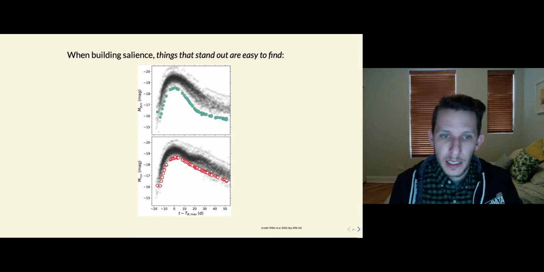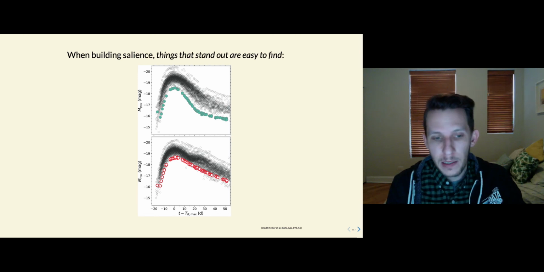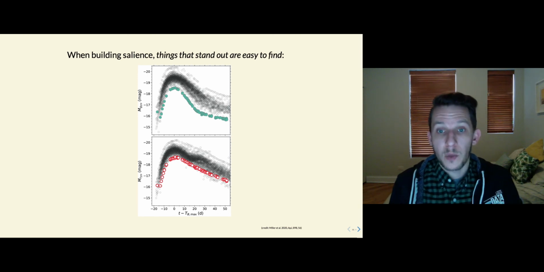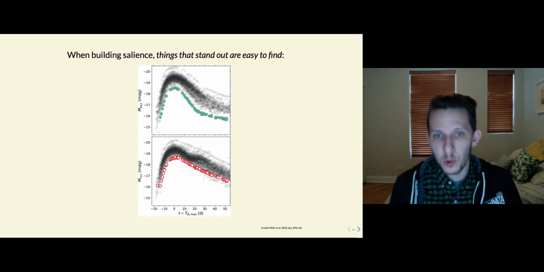We have brightness as a function of time. We have a bunch of brightnesses in the G band labeled GZTF here, and in the R band labeled RZTF. And we can see a whole bunch of points, right? What are all those points? That's a bunch of normal type 1a supernovae.